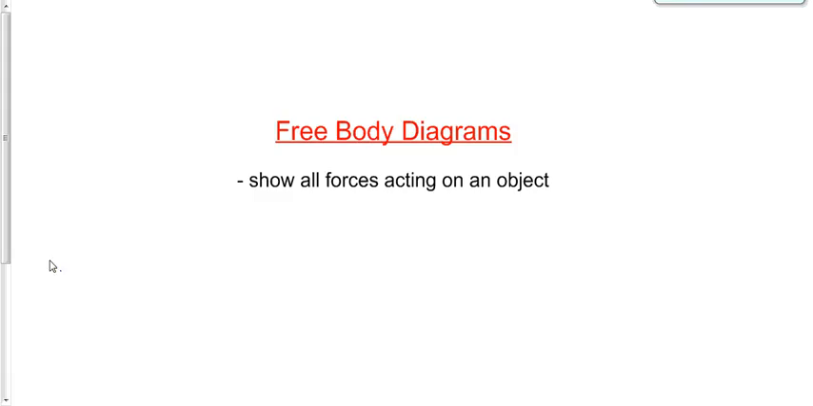So for instance, if I'm standing on the ground like I am right now, or you're sitting in your seat like you are right now, there are two forces acting on this object, on this person. There's the force of gravity acting down, and there's an equal and opposite normal force acting up. Now, you could have drawn the normal force there, where I did, or you could have drawn the normal force up here. That doesn't really matter.